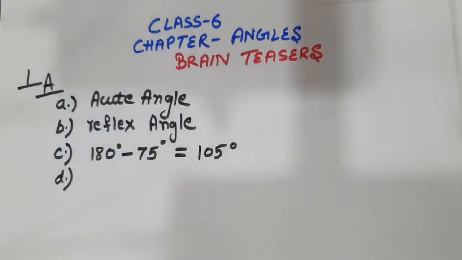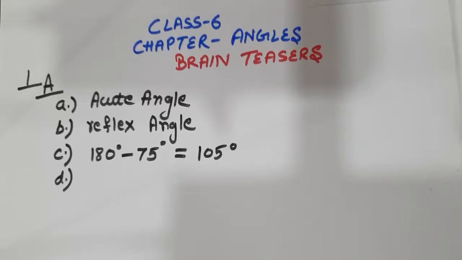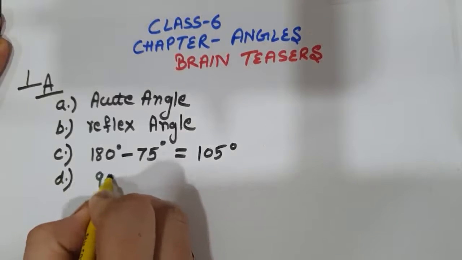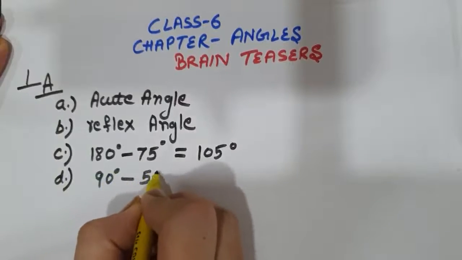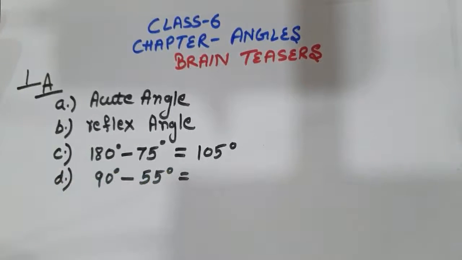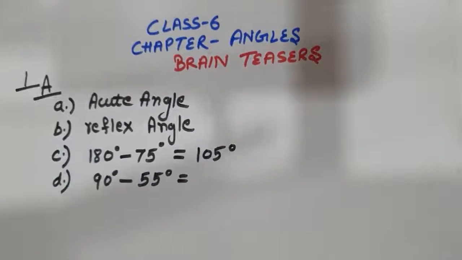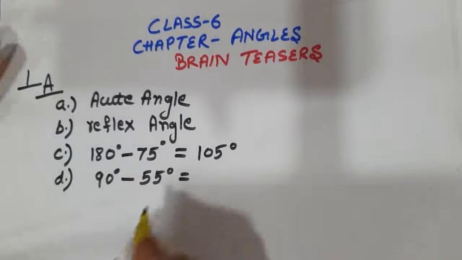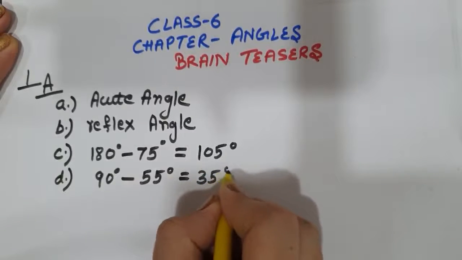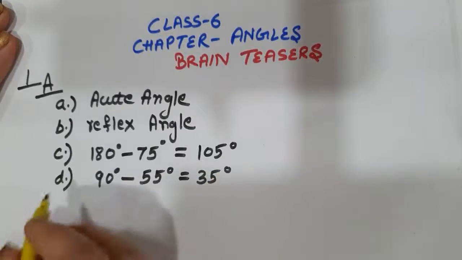Same way, next question says the complement of an angle of 55 degrees. Now we all know the sum of complementary angles is 90 degrees. So if I want to find out the complement of 55 degrees, I will subtract it from 90 degrees. I will get the answer as 35 degrees. Moving on to the next question.